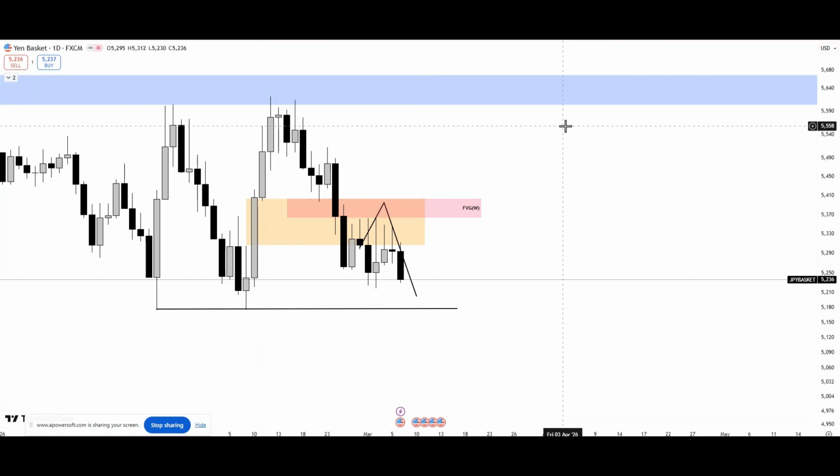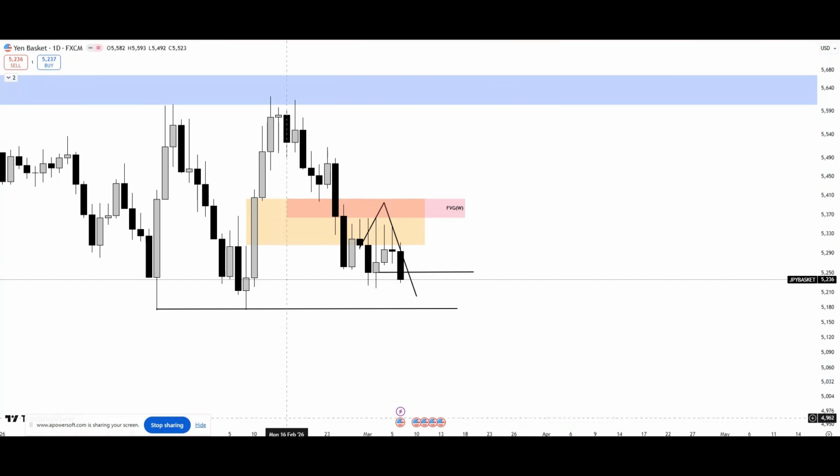So let's look at the daily time frame. On the daily time frame, you can see this is where price is. We have this inversion fair value gap on the daily time frame, and also the weekly fair value gap is right here. And currently, so far, price has created a bearish order block here for yen basket.